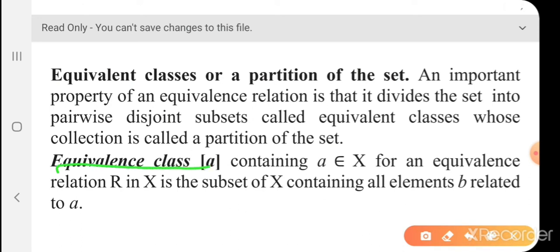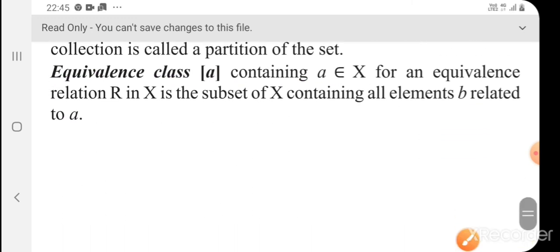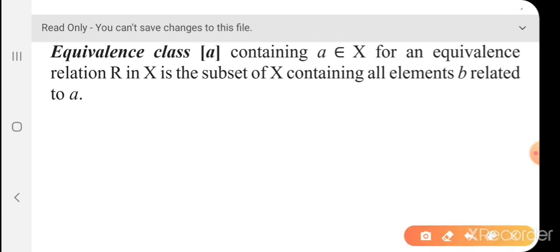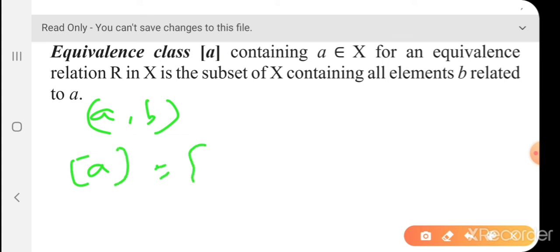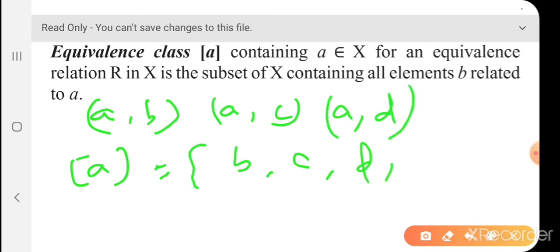Or you may write like this. If A is related with B, then the class of A contains B. If A is related with C, it contains C. If A is related with D, it contains D. If A is related with E, it contains E, like this. So this is the equivalence class of A.